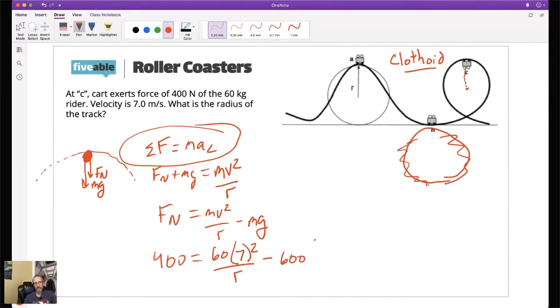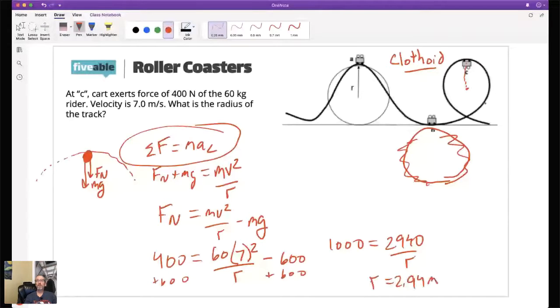So let's do our math. 400 plus 600 would be 1,000. Now, what did I add? Because I have to add 600 to both sides to get rid of that 600. So that's 1,000 on this side, and that is 60 times 49. So 60 times 49 gives me the big answer of 2940, and that's divided by r. So now I can take r, put it here, put the other on the bottom, and I end up with 2.94 meters. So it's not 3 meters. Remember, this one was exactly 3.0 meters. This one is a little different, okay? It's slightly less, and that's cool.